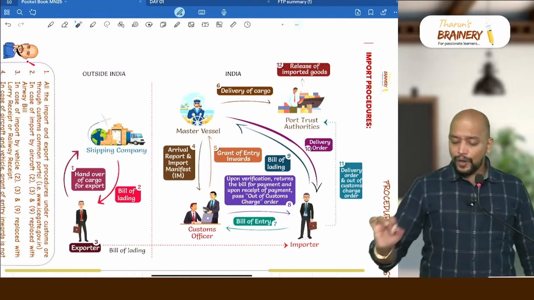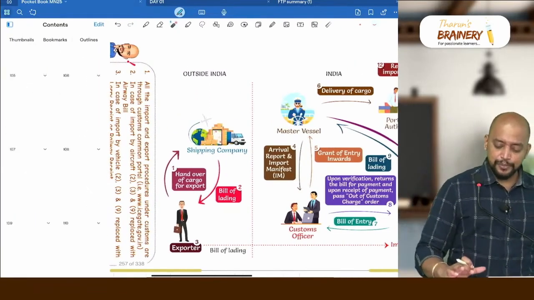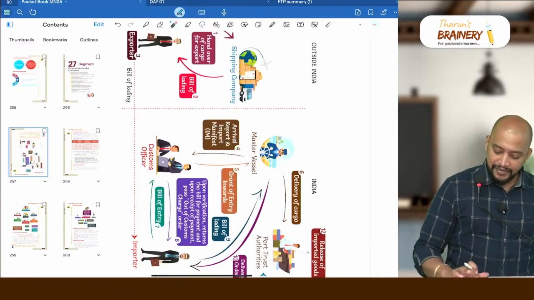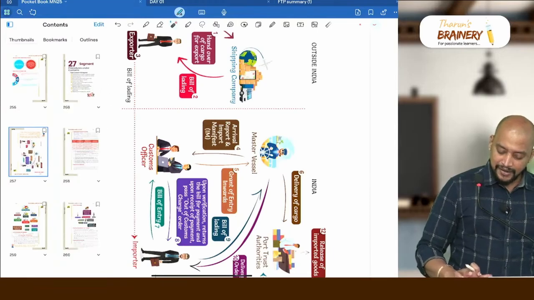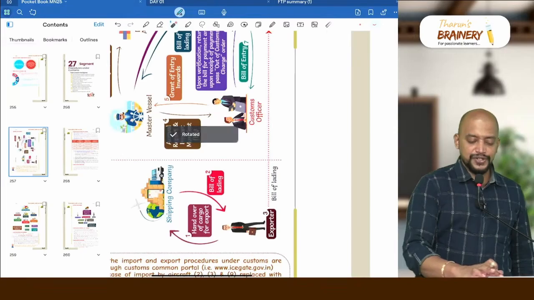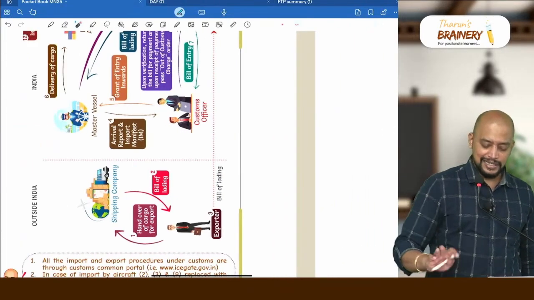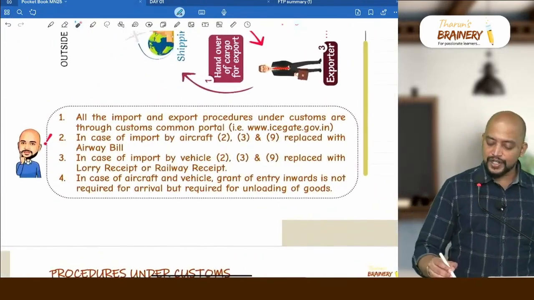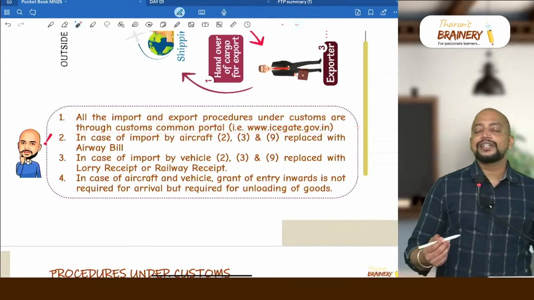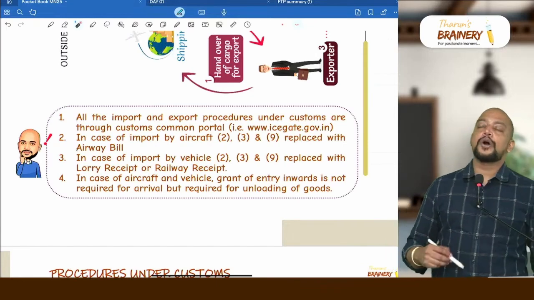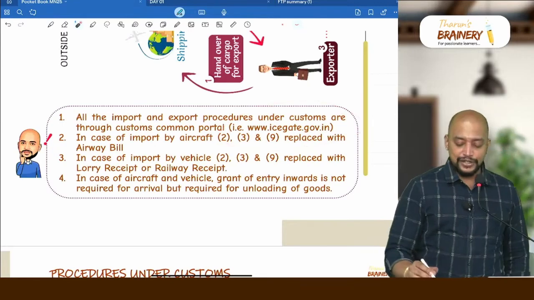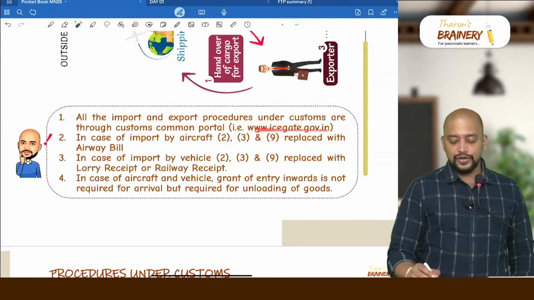Now whatever we discussed in these import procedures, these are all common. Let it be airways or waterways or roadways, mostly this procedure will be common except for a few changes. All the import and export procedures under customs are through the customs common portal. In GST we also have a common portal, and customs also has a common portal. The GST common portal is gst.gov.in, whereas the customs common portal is ICEGATE.gov.in, the Indian Customs Electronic Gateway.